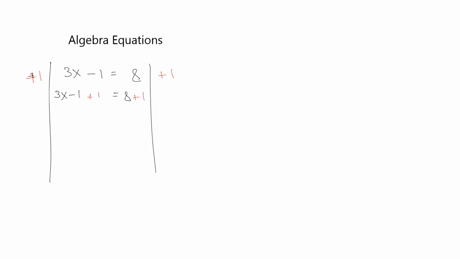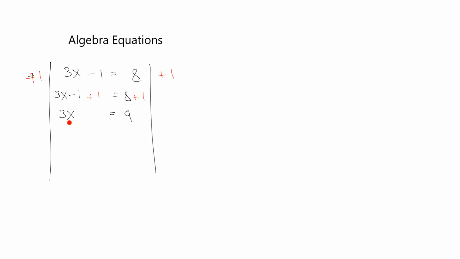Okay, next step. I have a -1 and a +1, so that just becomes 0. So I'm just left with 3x on its own. Still have my equal sign, and now I have my 8 + 1, and that just becomes 9. Okay, so we're nearly there. Now we have 3x is equal to 9.